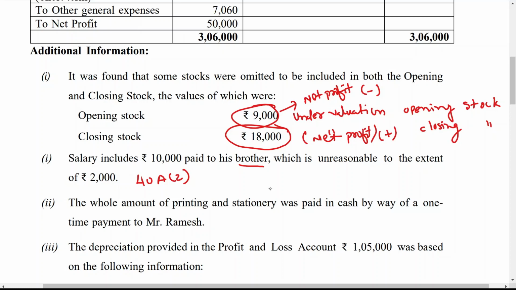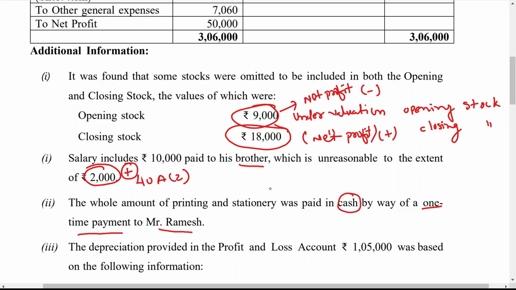So any excess payment made to a relative is not allowed. The whole amount of printing and stationery was paid in cash by way of a one-time payment to Mr. Ramesh. So now it is a single transaction. One-time payment means what? It is done on a single day to a single person, and it is in cash.